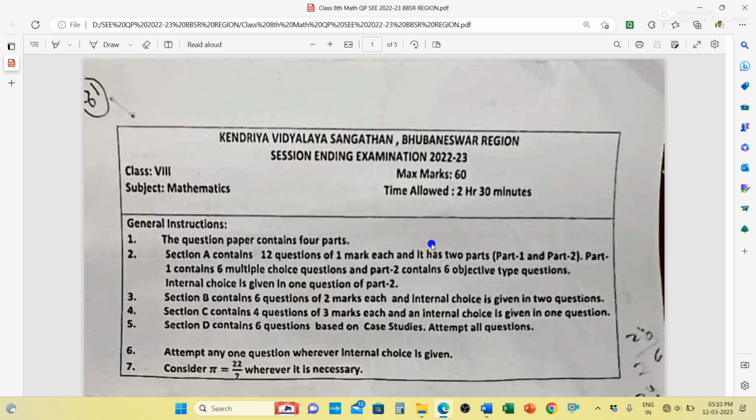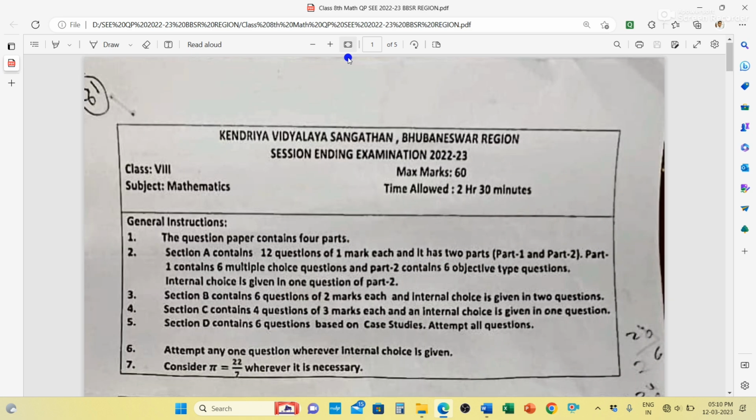So here in this video, we are going to discuss the session ending question paper of class 8th math. This is the question paper of session ending examination 2022-23, I mean this year, Kendriya Vidyalaya Sangathan of Bhubaneswar region. Total marks was 60. Time allowed was 2 hours 30 minutes.